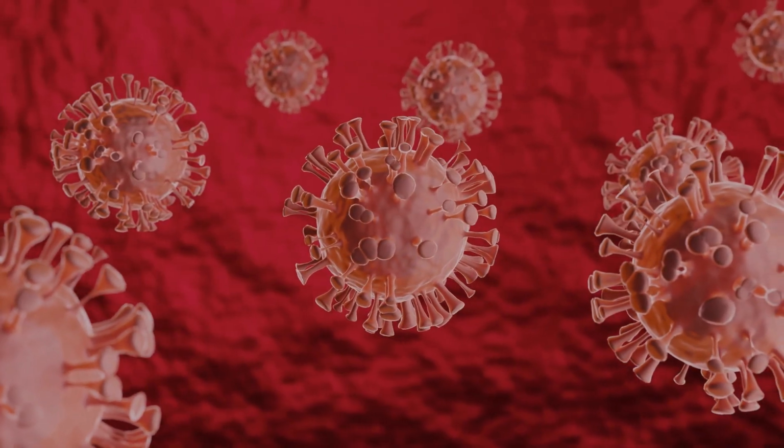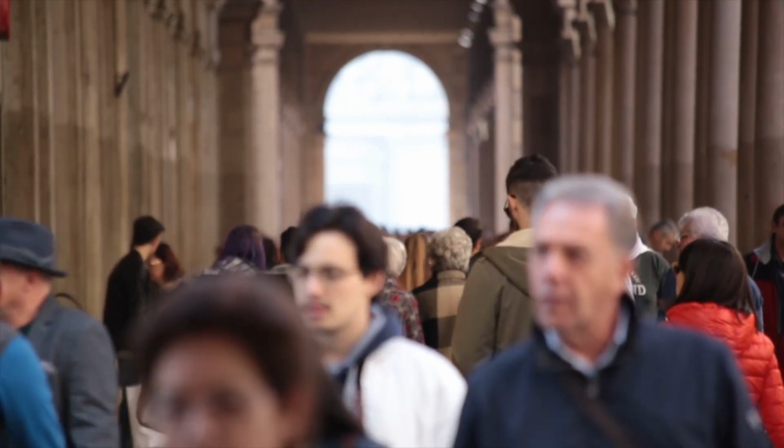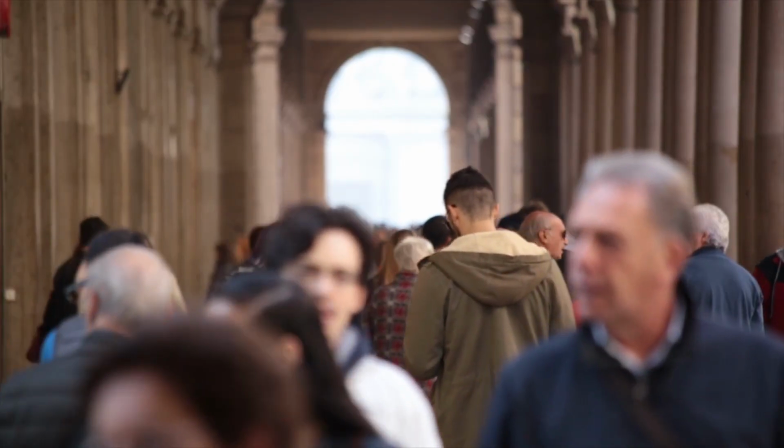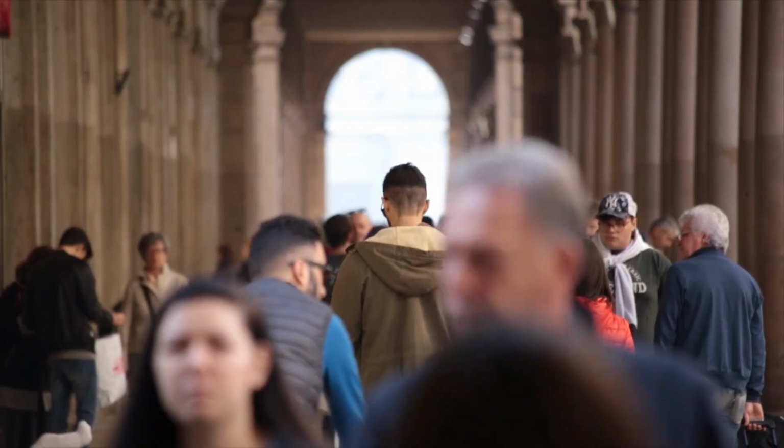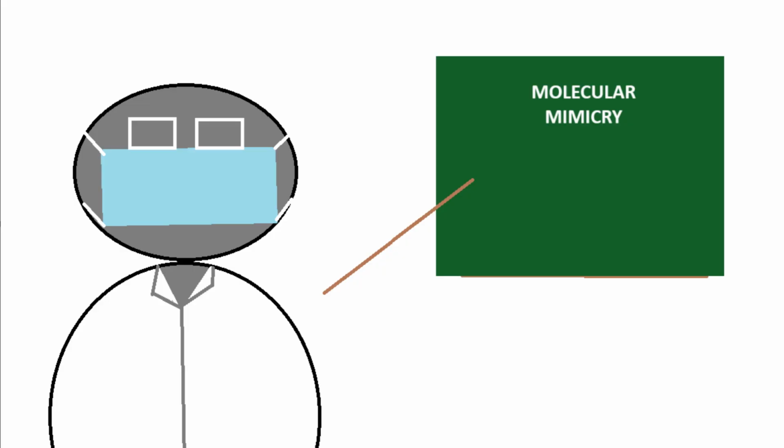This process would be like someone evading captures by blending into a crowd, except in this case, the person's attached to the crowd. Another way it evades the immune system is through something called molecular mimicry.